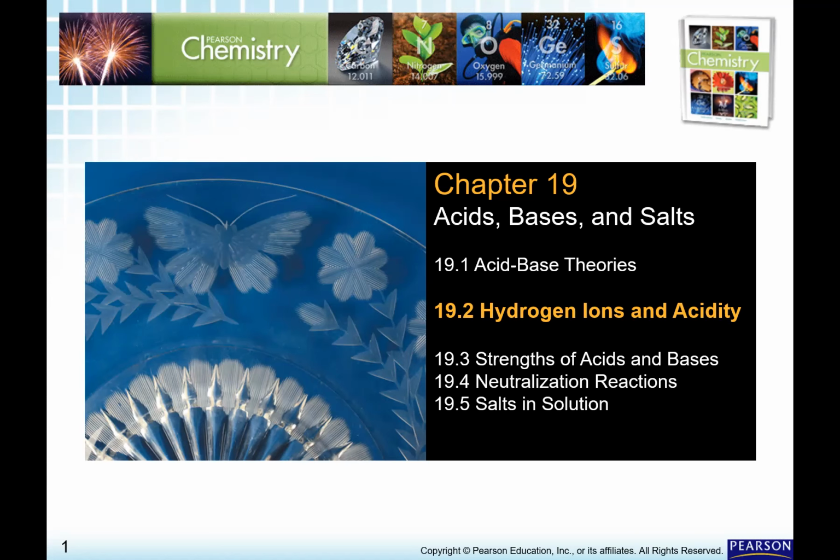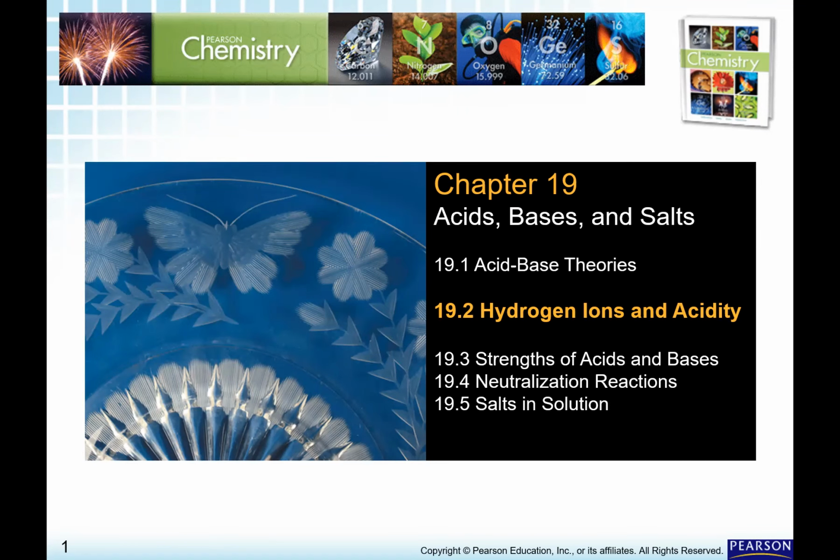Then came Gilbert Lewis, who introduced a more general definition that includes even more material. It defines the acid as the electron pair acceptor, and the base is the one that donates these two electrons. So the base is basically the one which has the lone pairs, and the acid is the one which is accepting those lone pairs. Today we are moving on with the hydrogen ion and acidity.